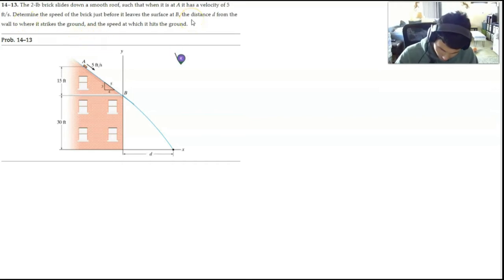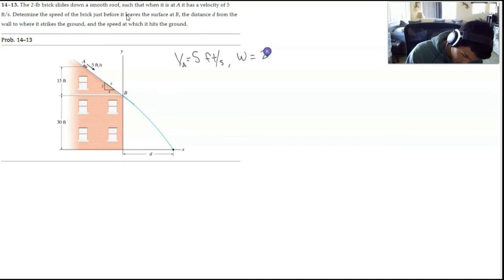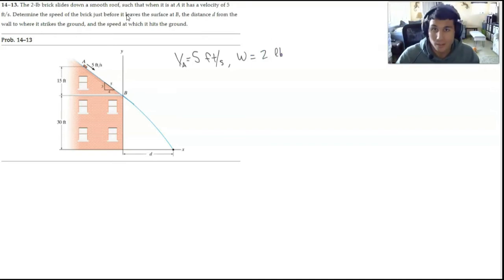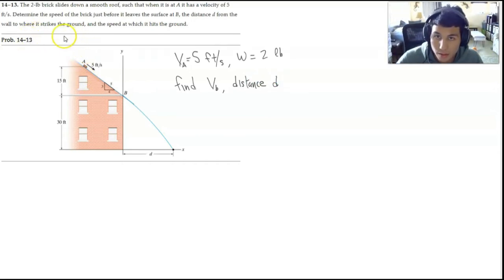Okay, so VA is our initial velocity of 5 meters a second. What else do we know? Okay, so the weight is 2. And it's not 5 meters a second, it's 5 feet a second. Let's label our units. We're using imperial units. W is equal to 2 pounds. Okay, what else do we need to know? We want to find VB, and we also want to find distance D.